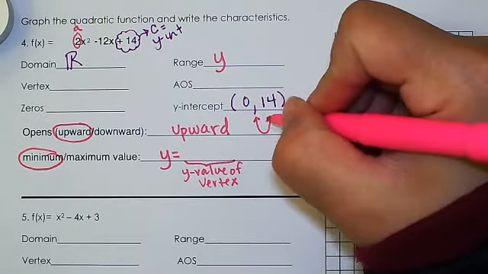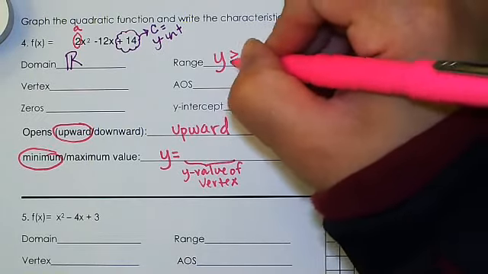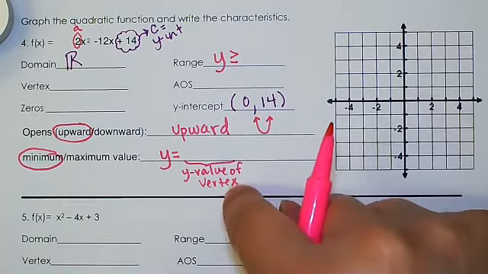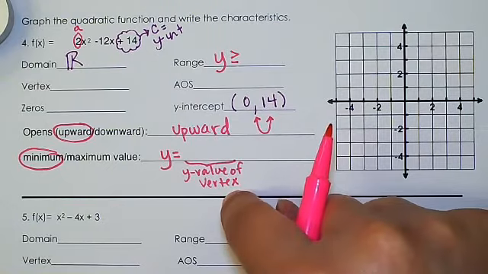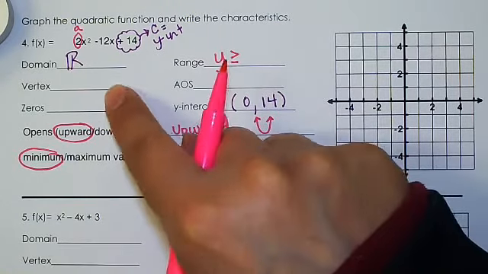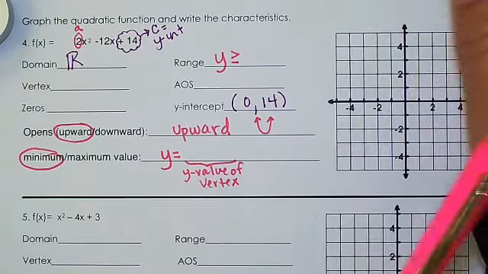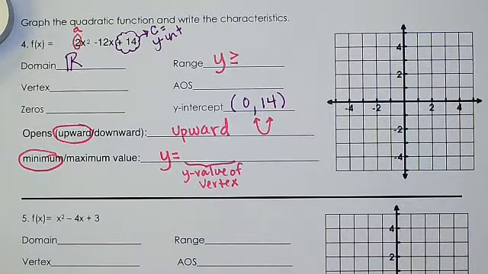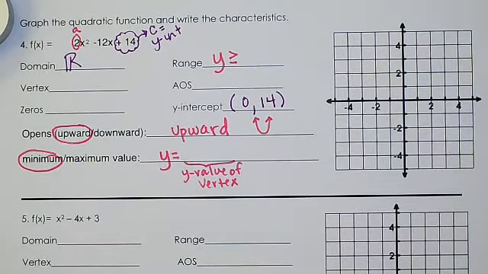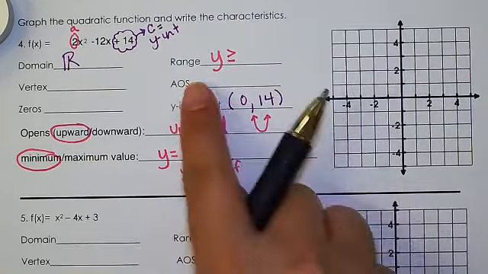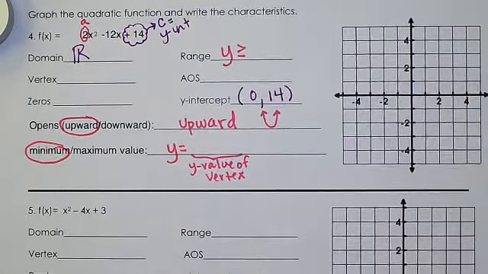Same thing here. Y, but not equals, range. If it opens upward, that means those y's are getting greater and greater and greater, so it'll be like that. And it's also going to be the y value of your vertex. So maybe we should go find the vertex, because that'll help us answer everything else without even looking at the graph. So how do we find the vertex?